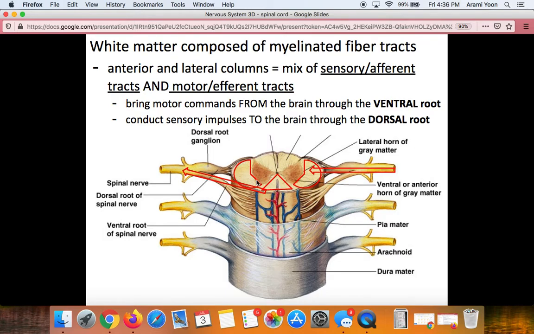In comparison, you have the anterior or ventral column, and you have the lateral white matter columns here. And these ones have both sensory or afferent tracts, and they also have motor and efferent tracts. So they're a mix of both kinds. And what they do is they bring in motor commands from the brain. So motor commands from the brain go down, down, down the spinal column and the ventral column here, and then are sent out through the ventral root. So you can see the ventral root of the spinal nerve. And then they go through the spinal nerve out to the skeletal muscles.